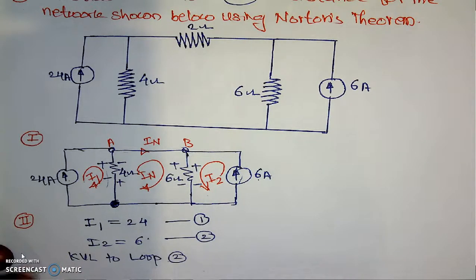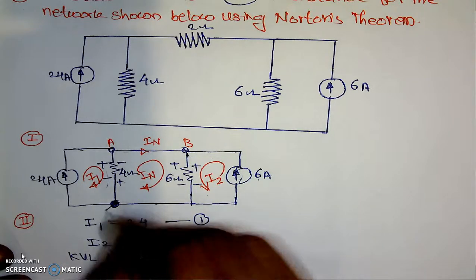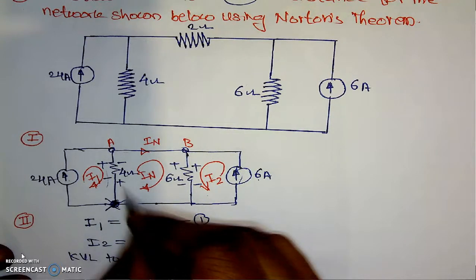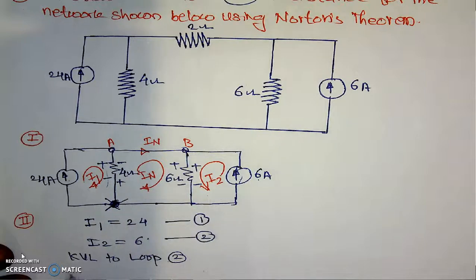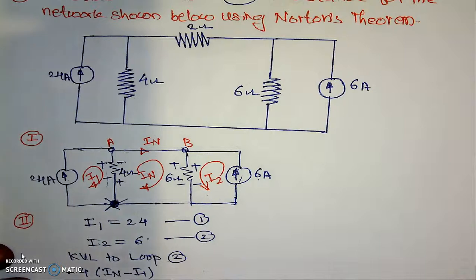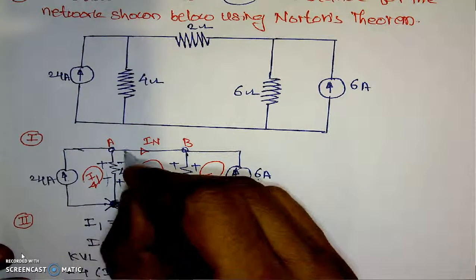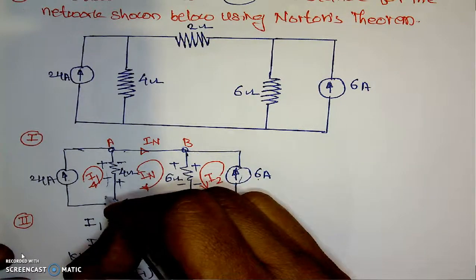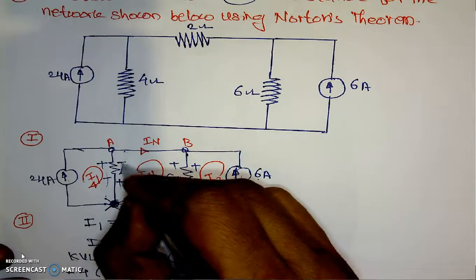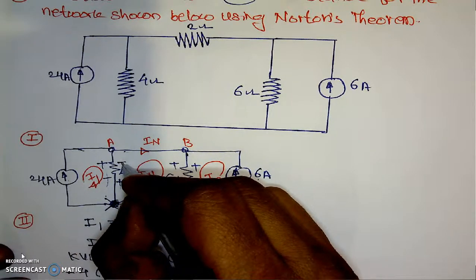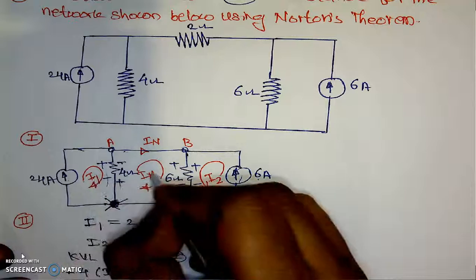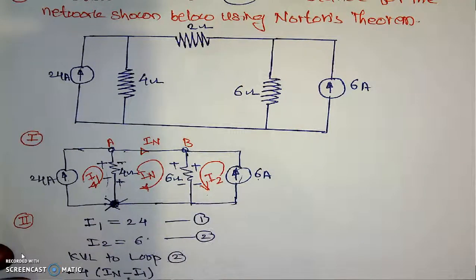we can have an equation something like this. If we are traveling from this point, positive to negative, which is minus, its resistance is 4 and its current is IN minus I1. Because IN is upward, I1 is downward, we are following the sign conventions of the I1. That's why it is opposite to that of the I1. That's why it is minus sign.